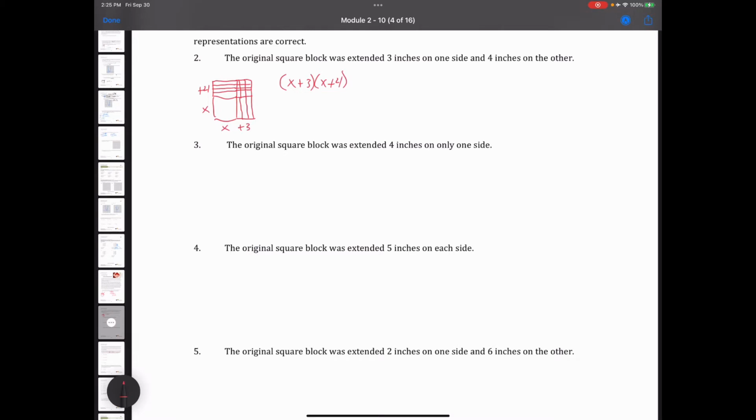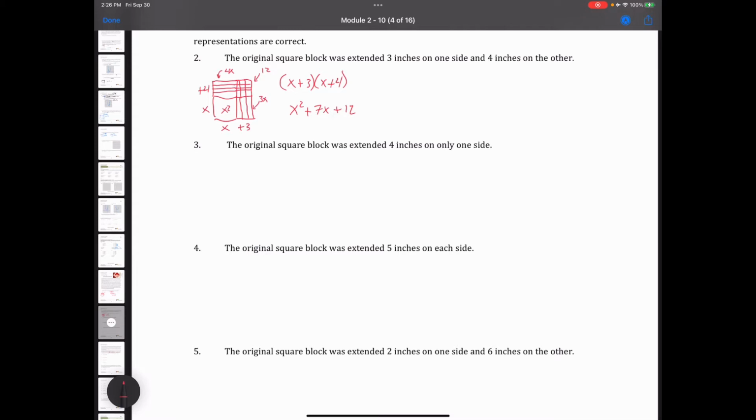But now for the area in terms of the area blocks, we'll just go ahead and count them up, where we've got this X squared, we have 3 X's right here, we have 4 X's up at the top, and then we have 4 times 3, or 12 unit blocks right there. So we can count those, add them all together. 4X plus 3X is 7X. And finally, we have our 12 unit blocks there.